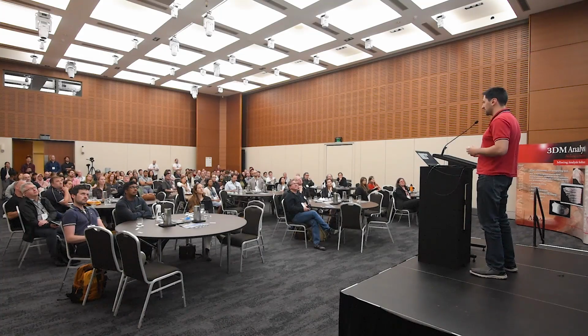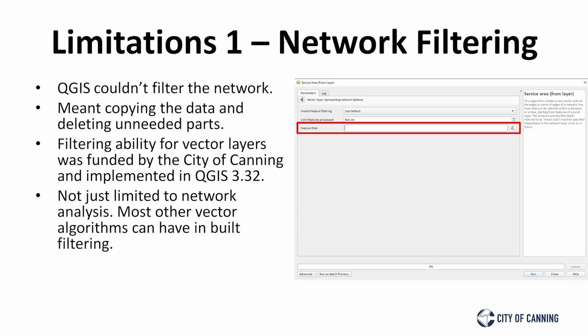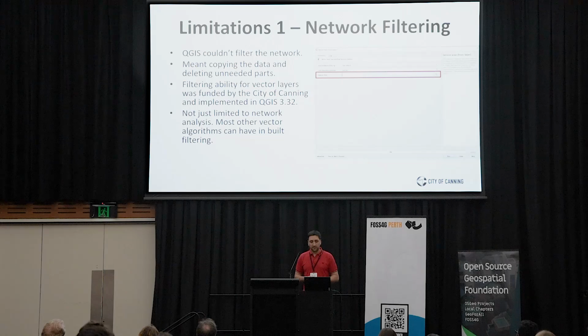We can also look at where there's gaps in access to parks. And I'm plugging it into some multi-criteria analysis as well at the moment, which is quite fun. So, some limitations. QGIS couldn't actually filter the network, i.e. the footpath network, which would basically mean having multiple copies of the data, which I didn't really like.